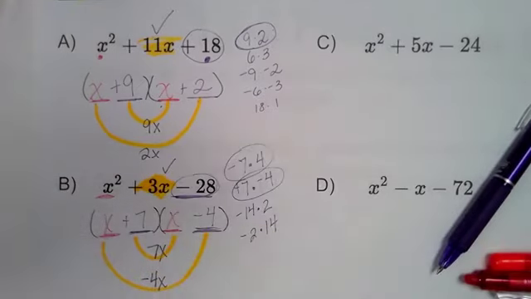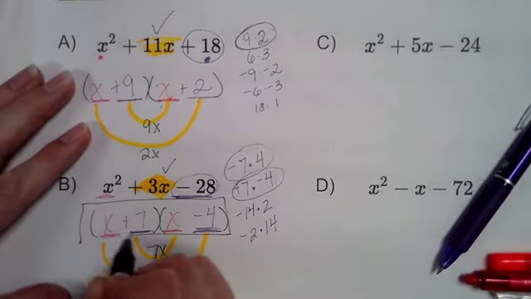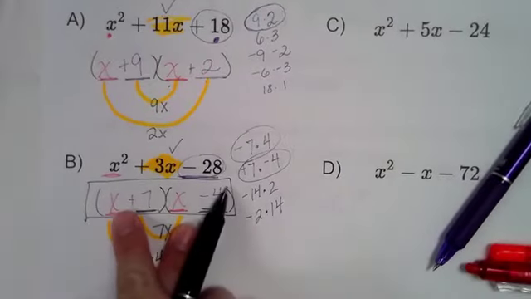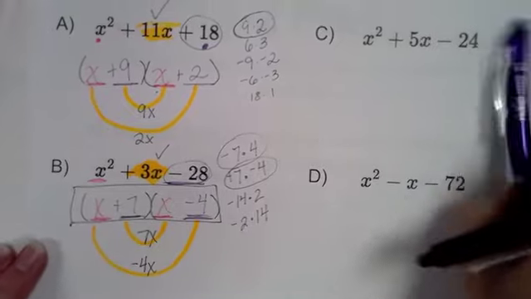So we did it perfectly correctly. This is the factored form. If you put x minus 4 times x plus 7, is that the same thing? If your bubbles are switched, that's just fine. Okay? The order doesn't matter in a product.